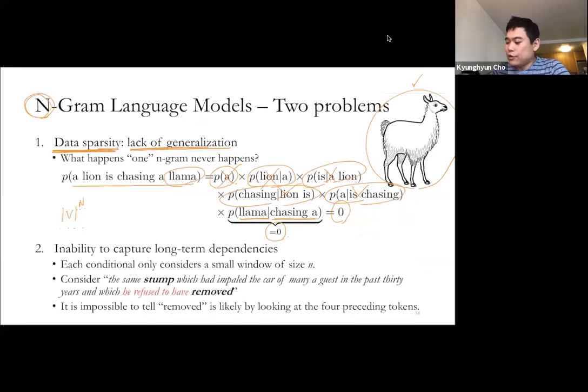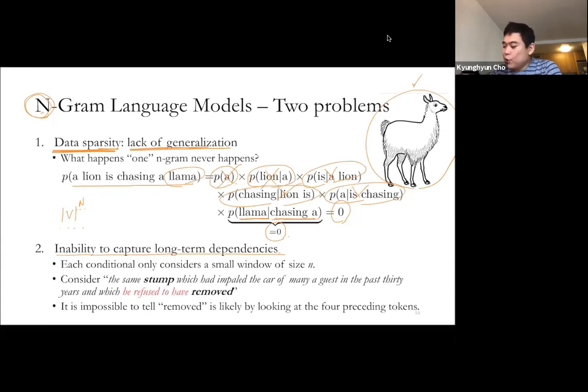The second issue is that because of this data sparsity, we cannot set n to be too high. So n has to be really, really low. And when n is really, really low, this n-gram language model cannot capture long-term dependencies. What do I mean by long-term dependency? Let's look at this example.